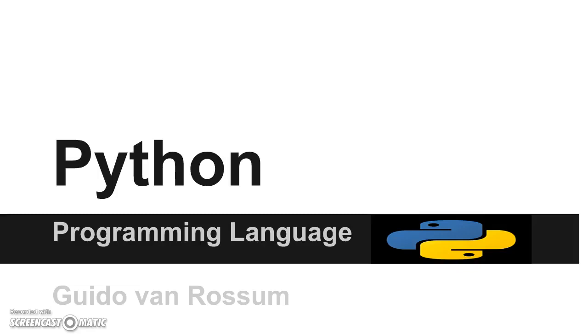Welcome to Python programming language. Python is the simplest and easiest programming language available in the market today. So what is Python? Python is a high-level, interpreted, interactive and object-oriented scripting language.